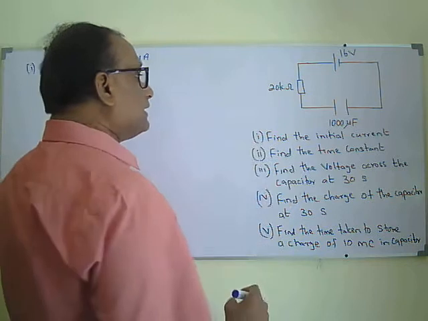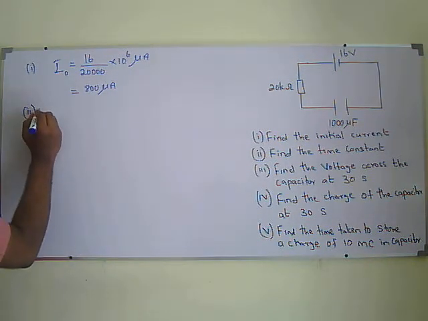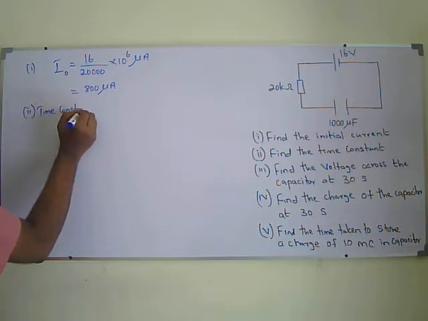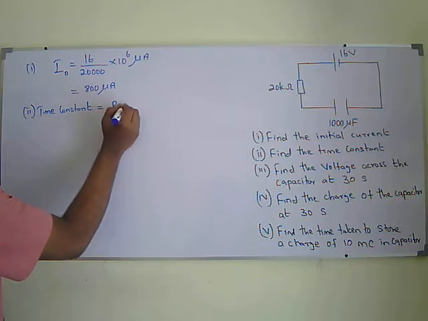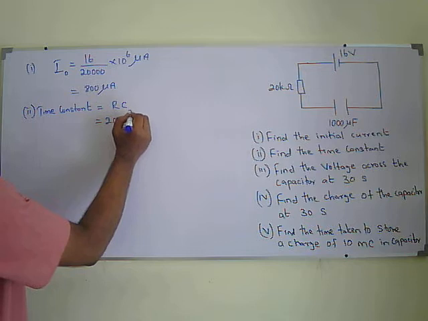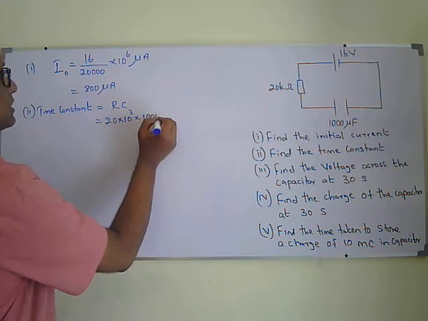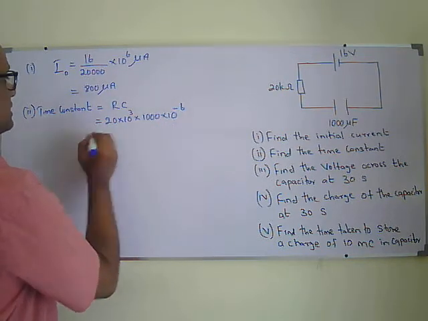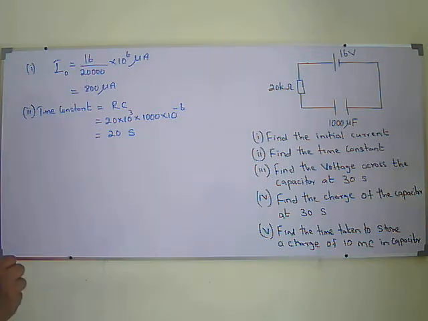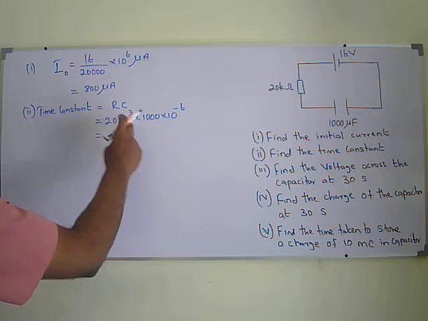Okay, second part, find the time constant. We know that the time constant is given by RC. So the time constant is equal to RC. R is 20,000, 20 into 10 to the power 3, times the capacitance 1000 microfarad, 1000 times 10 to the power minus 6. That will be 20 seconds. We know the time constant unit is seconds.